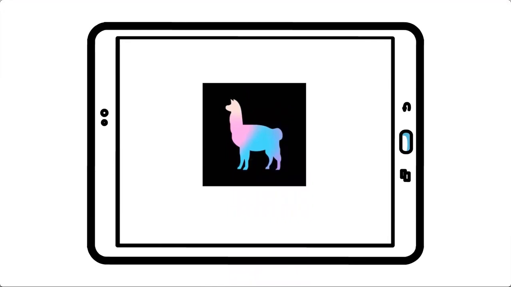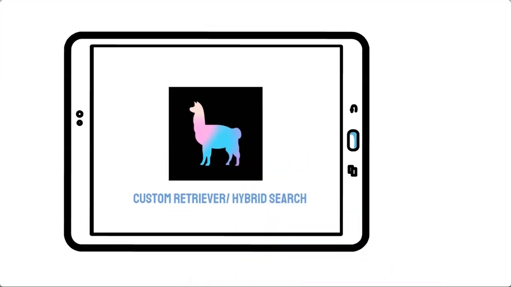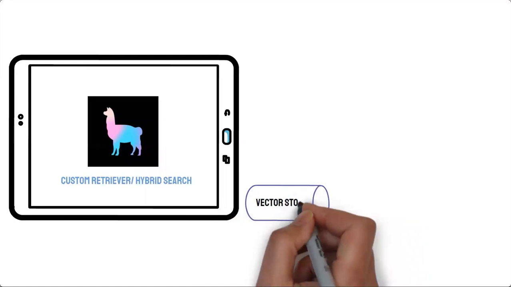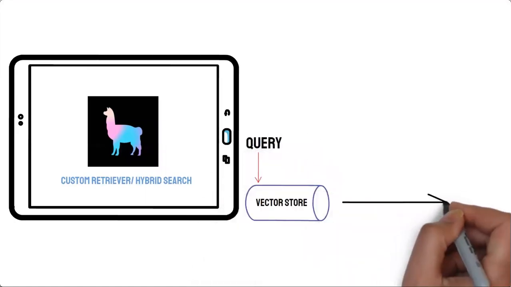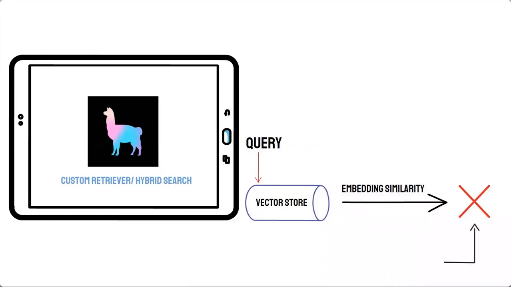Today we will explore a unique type of search system in LlamaIndex known as custom retrieval or hybrid search engine. In our previous tutorials, we primarily used vector search based on embedding similarity. However, relying solely on this method may not always be correct.